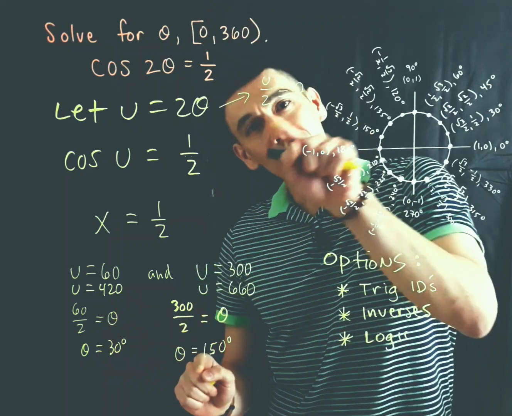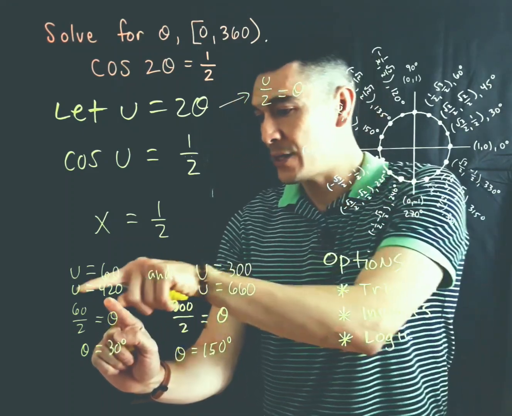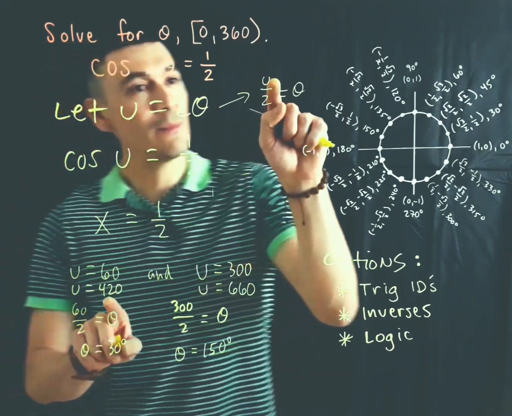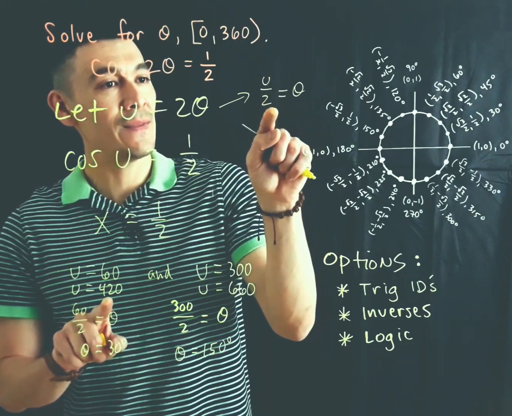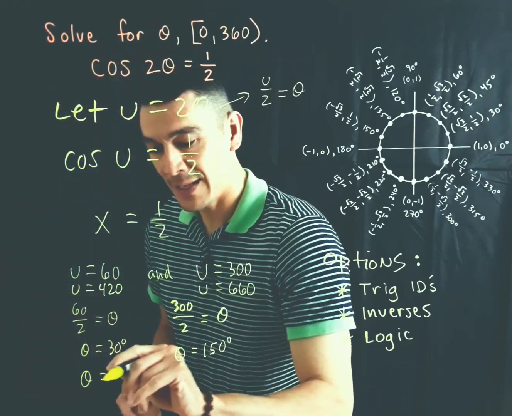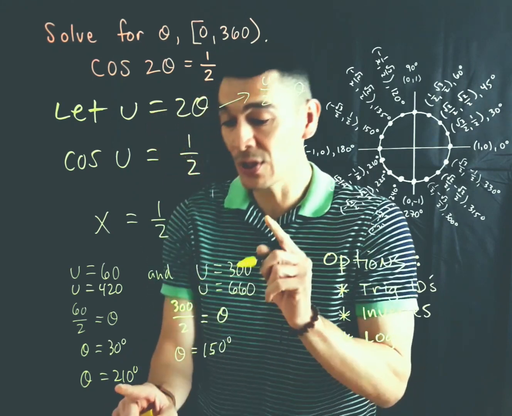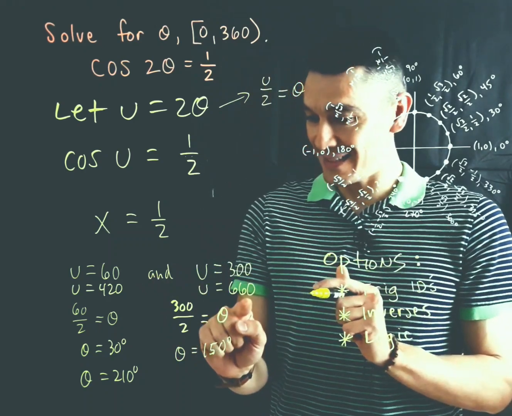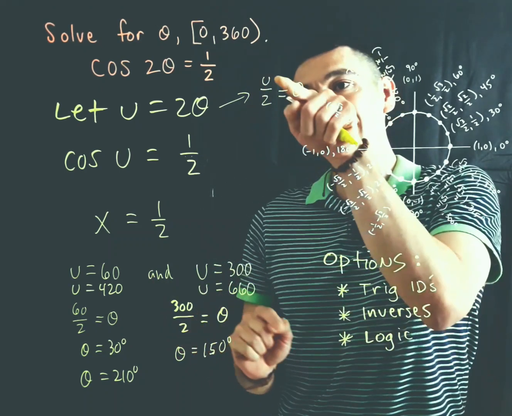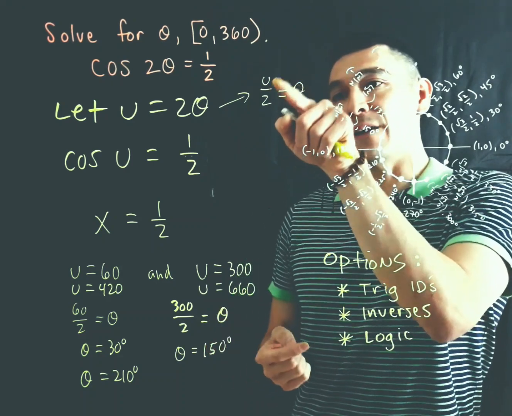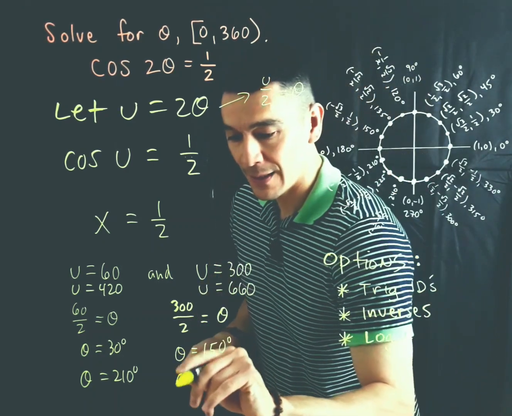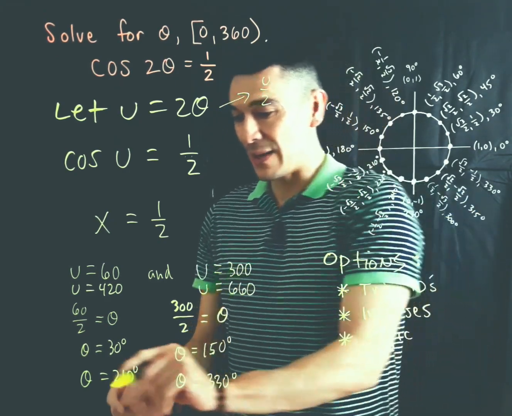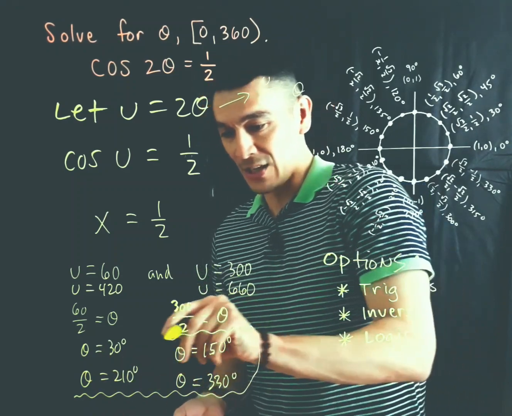Now let's go back over here. Take 420 and drop it in for u right there. 420, right? I'm taking 420 and I'm putting it right there. Take 420 divided by 2, that's 210. So I'm saying that theta is 210. And 210 is good because it's between 0 and 360. Similarly, take 660. Drop that in for u right there. So 660 divided by 2 is 330. And these were the missing solutions that most students did not have.